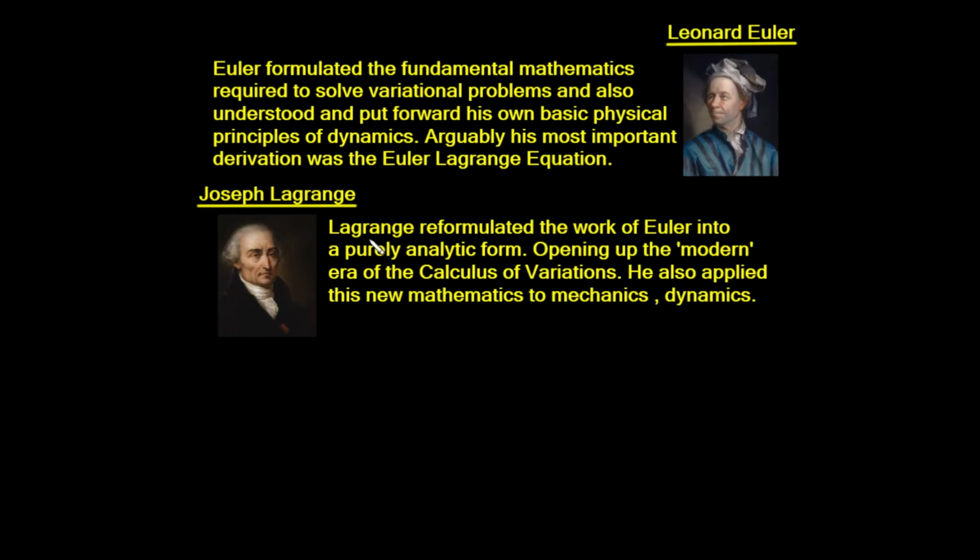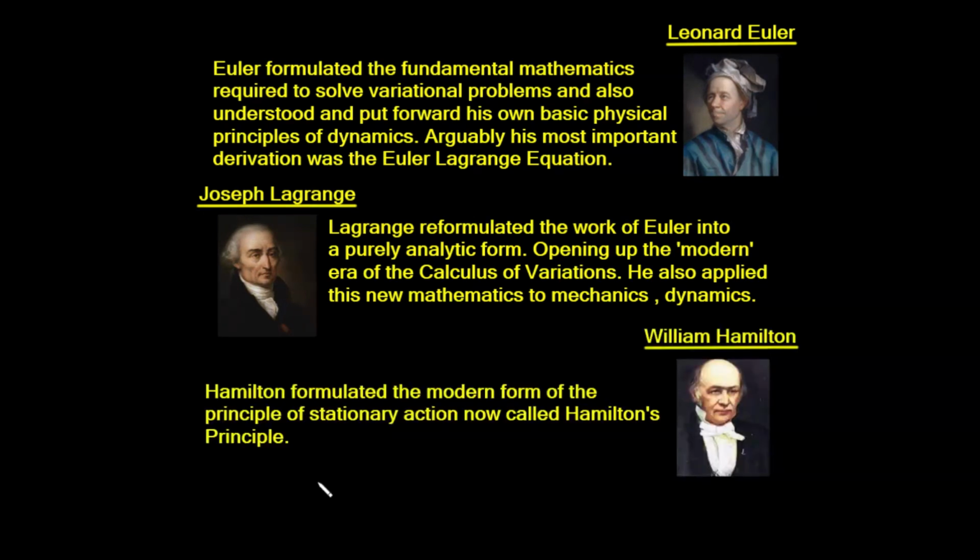Joseph Lagrange reformulated the work of Euler into a purely analytic form, opening up the modern era of the calculus of variations. He also applied this new mathematics to mechanics and dynamics, and in doing so he really created the modern form of analytic mechanics. Then William Hamilton formulated the modern form of the principle of stationary action, which is now called Hamilton's principle.